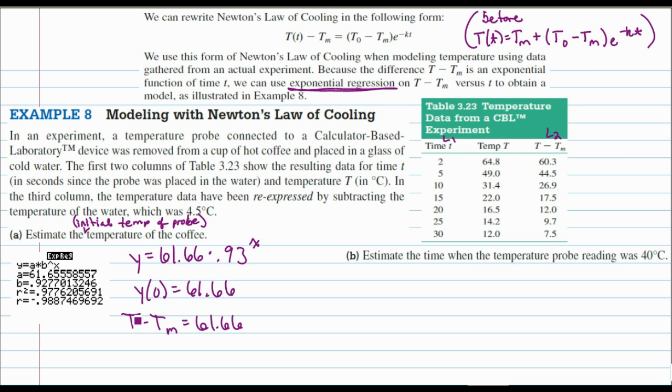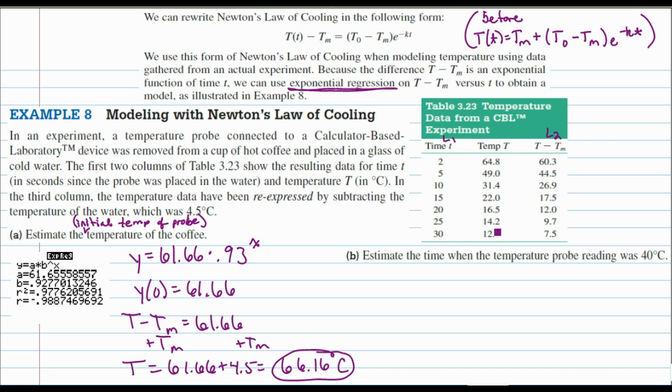So T of 0 is what I'm trying to find. The initial temperature of the medium, remember, was 4.5. So I still need to add T sub m to both sides. So the initial temperature of my coffee was 61.66 plus 4.5. So that's going to be 66.16 degrees Celsius.